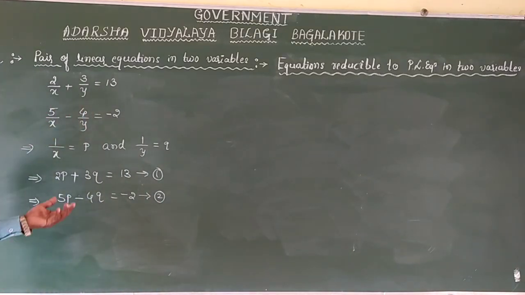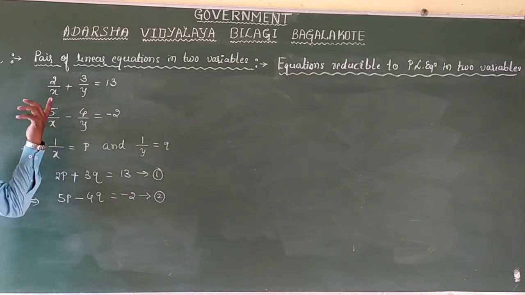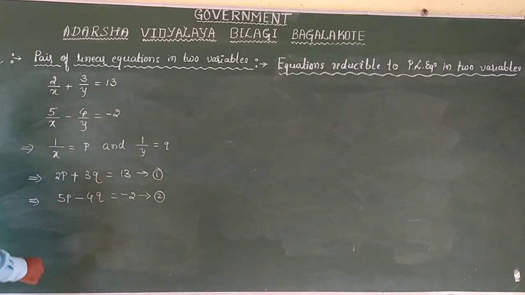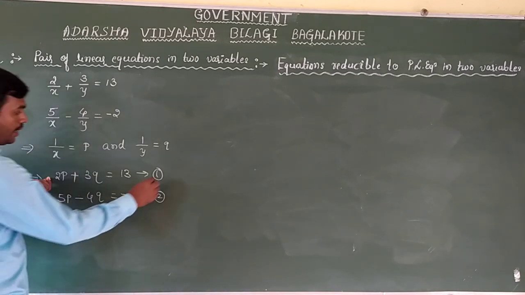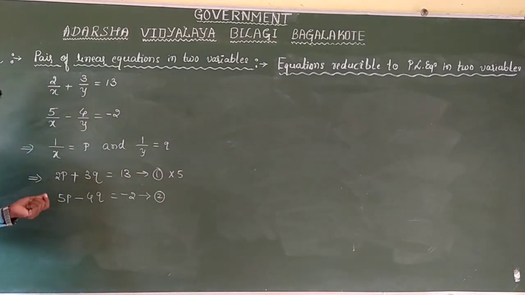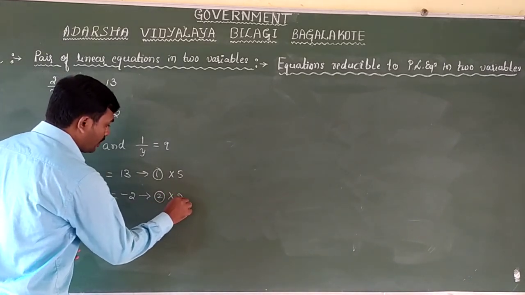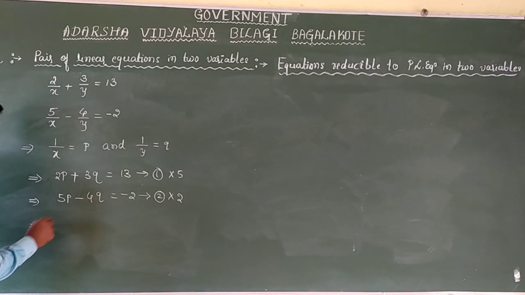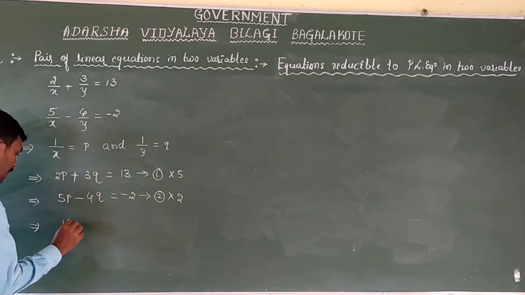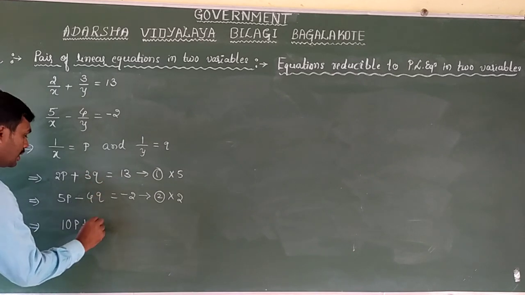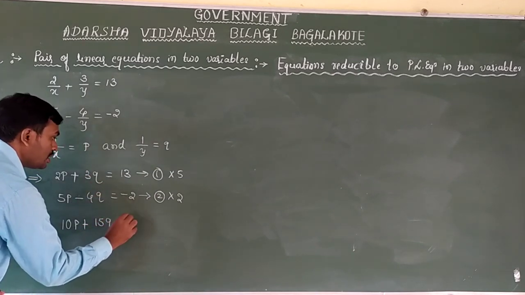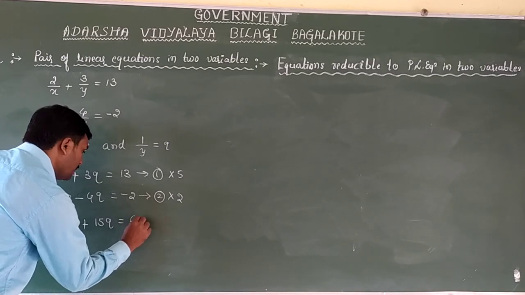Again, you can use any one of the methods to solve these two equations, whether it is the elimination method or the substitution method. Here I will use the elimination method again, to make the coefficients of any one of the variables the same. Here both are not equal, so to make them equal I will multiply the first equation by 5 and the second equation by 2. So now I will get 5 2s are 10p plus 5 3s are 15q, this is equal to 13 5s are 65.